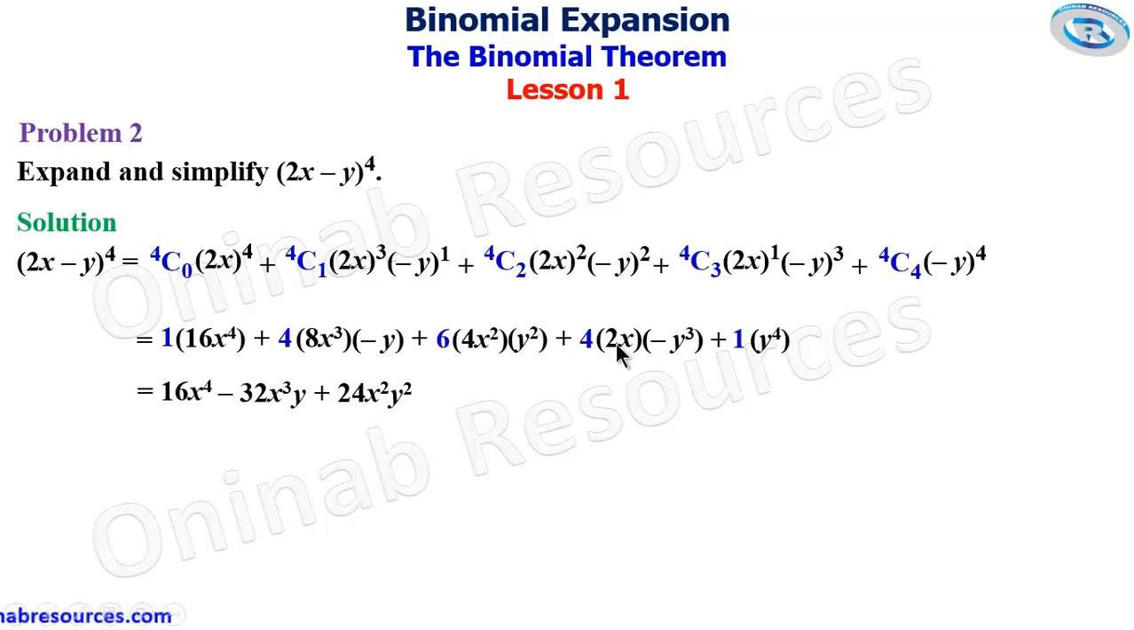4 times 2 gives 8. And multiply by negative 1 will give us negative 8. So we have it as minus 8x y raised to power 3. Then plus y raised to power 4. We are done expanding and simplifying the problem represented in problem 2. Then we go to problem 3.